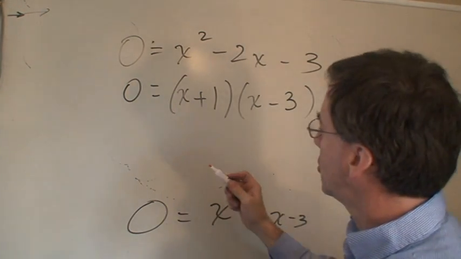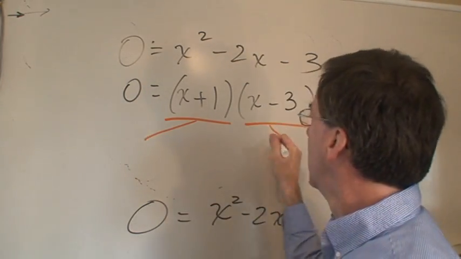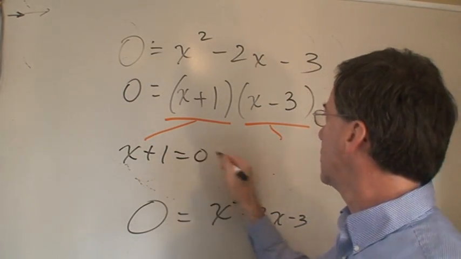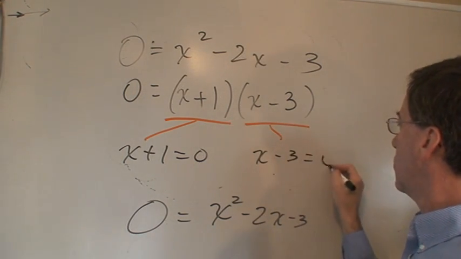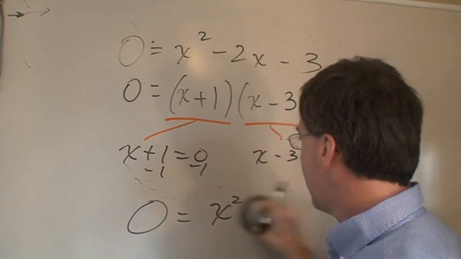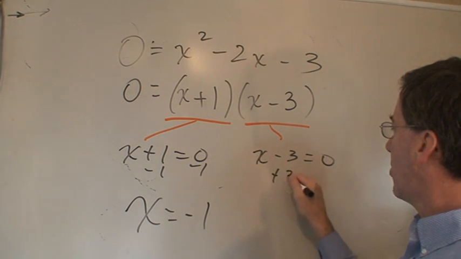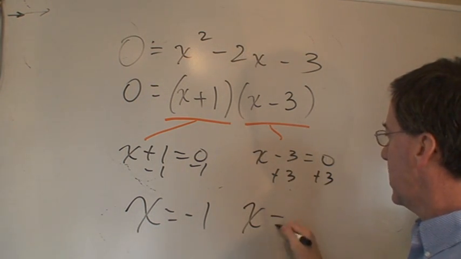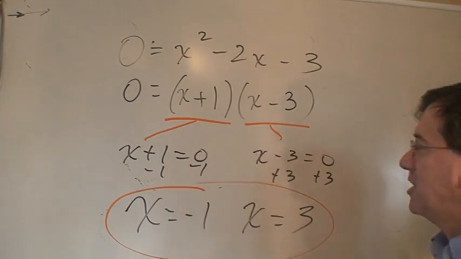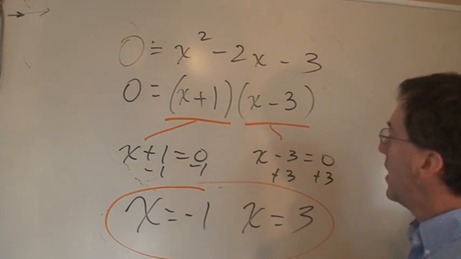Now remember, I have to solve each one of those for 0, okay? In other words, I've got to have x plus 1 equals 0, solve that, and x minus 3 equals 0, solve that. We'll just subtract 1 from each side, and I would get x equals negative 1. Here I would add 3 to each side, and I would get x equals positive 3. That would be my solution. I have two solutions: x equals negative 1 or x equals 3. It's not too bad at all.